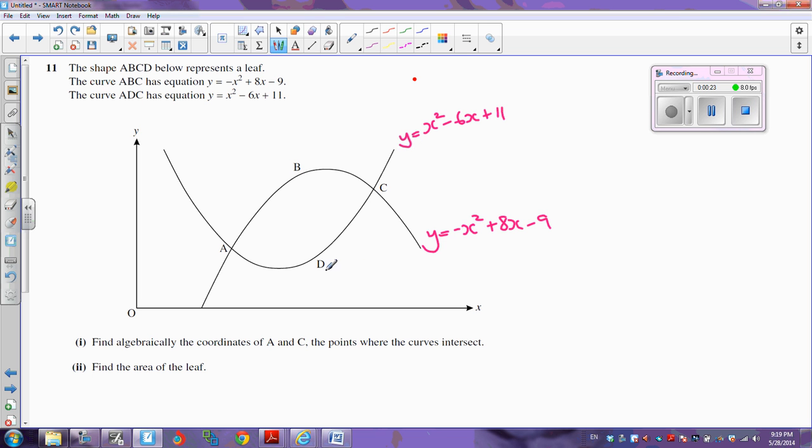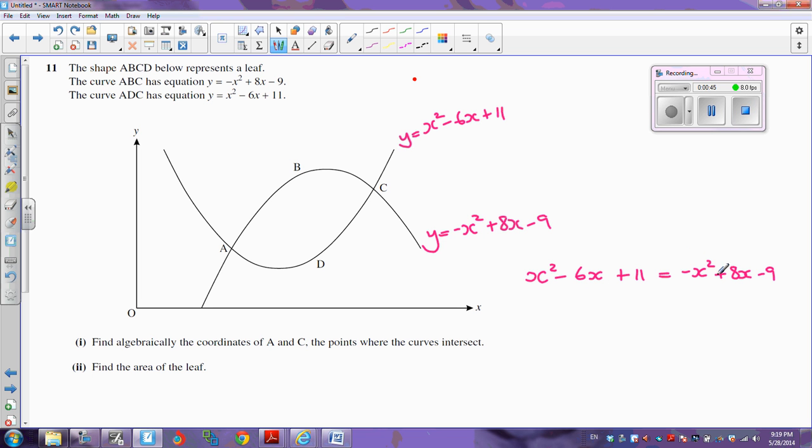And where they meet, we're going to solve the equation simultaneously. So again, as in an earlier question, the two y values will be equal. So the right-hand sides will be equal to each other. So where they meet, where we're trying to find the coordinates of A and C, it's going to be true that x squared minus 6x plus 11 will equal minus x squared plus 8x minus 9.